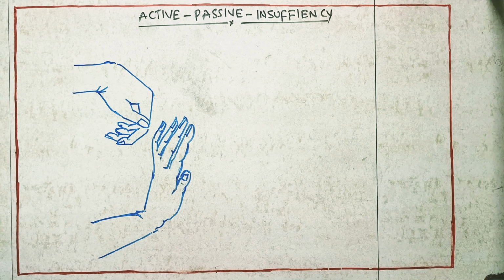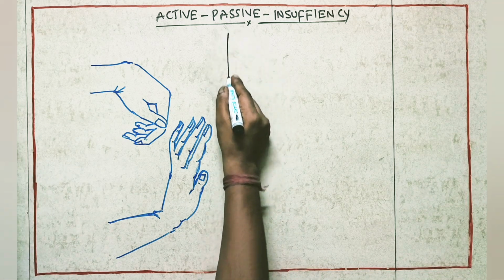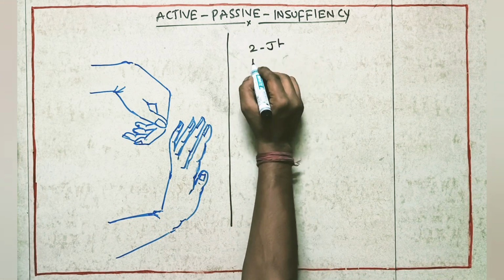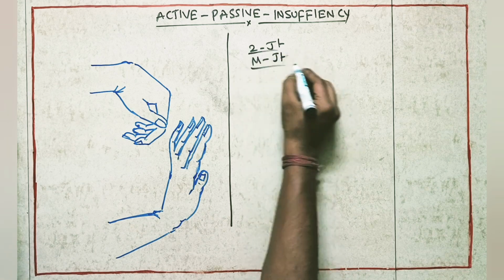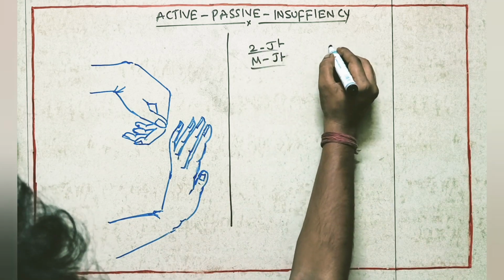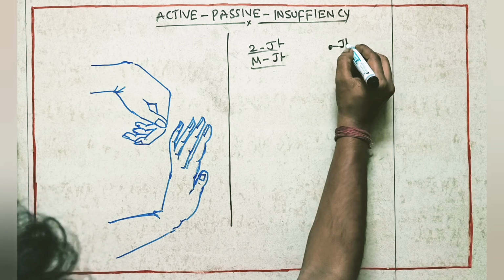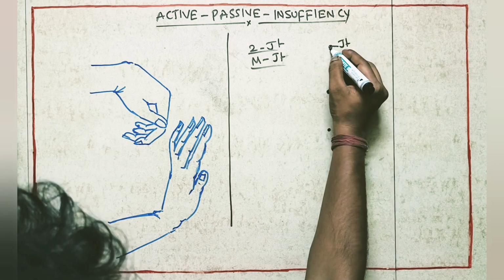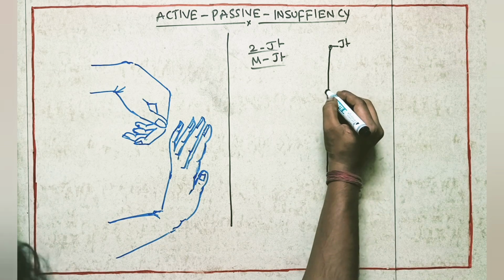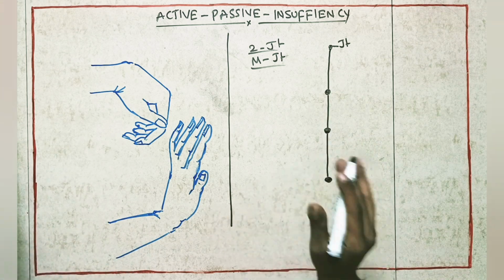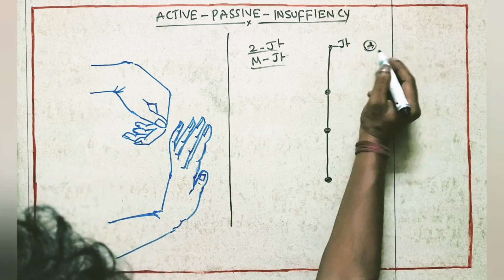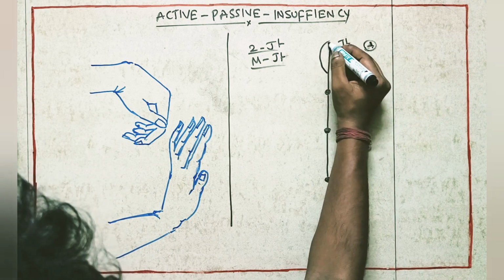Active and passive insufficiency. First of all, before going to active and passive insufficiency, we have to see what is a two-joint muscle and what is a multi-joint muscle. Suppose we take one joint here, one more joint here, one more joint here, and one more here. So here are four joints in a linear arrangement.